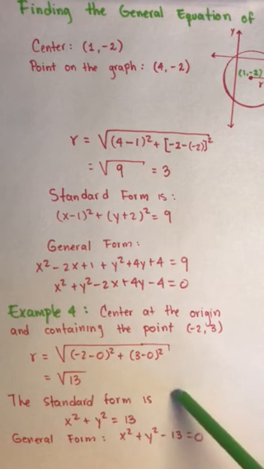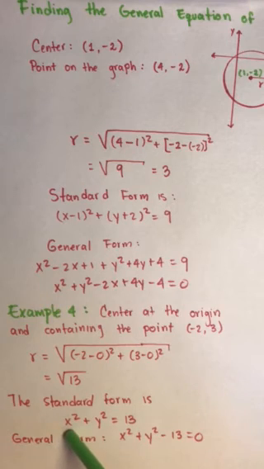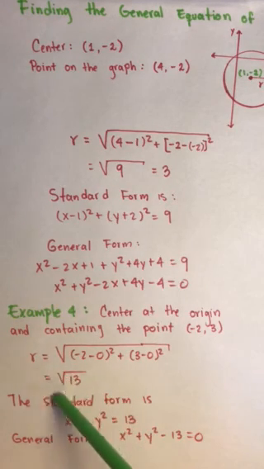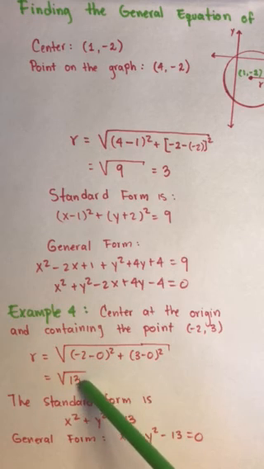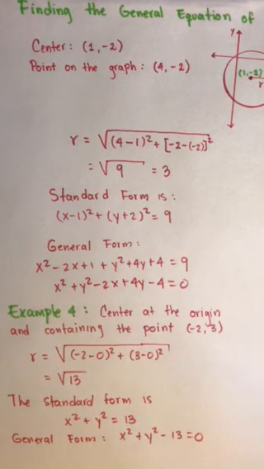So the standard form is: x minus 0 is equal to x, and y minus 0 is equal to y. So it's just x squared plus y squared equals r squared. But you know that r is the square root of 13, so the square root cancels with the square, and we just get 13. And the general form is pretty similar. We just get the constant on the other side, so it will be x squared plus y squared minus 13 equals 0.